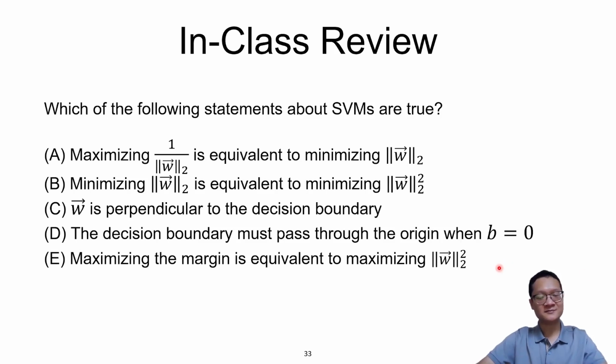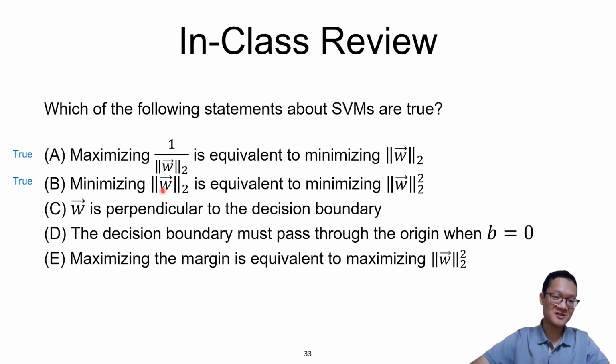Okay, let's take a look. So A, maximizing 1 over 2 norm of W is equivalent to minimizing the 2 norm of W. Yeah, that's true. So maximizing something is equivalent to minimizing the reciprocal. Next, minimizing the 2 norm of W is equivalent to minimizing the squared 2 norm of W. So that's definitely true. The square function is actually non-decreasing, so that makes this one true.